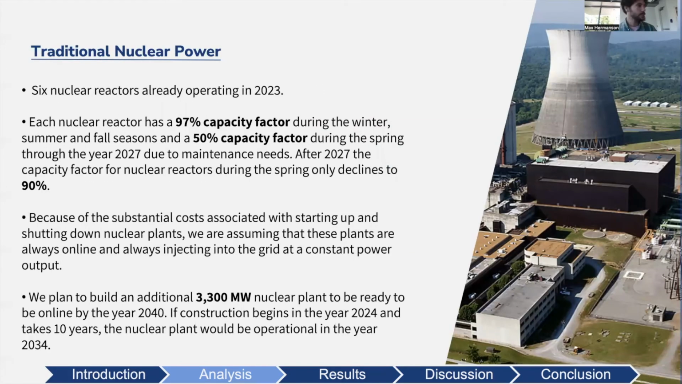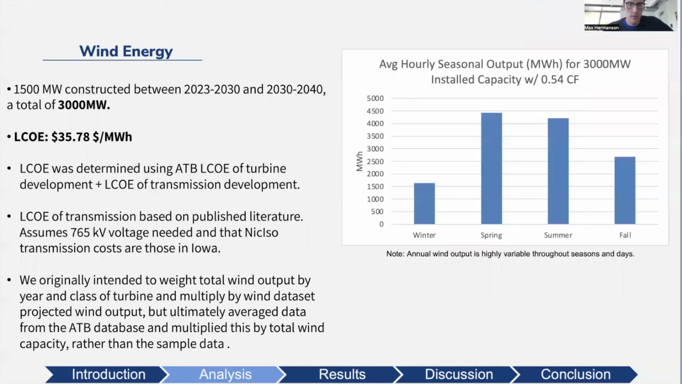Over to Max for nuclear. Yeah, so nuclear was a pretty major component of the base model, but we eventually veered away from it over time. We didn't expand it too significantly. We only ended up adding about 3 gigawatts. And then for wind energy, we installed the maximum amount of 3 gigawatts as well.